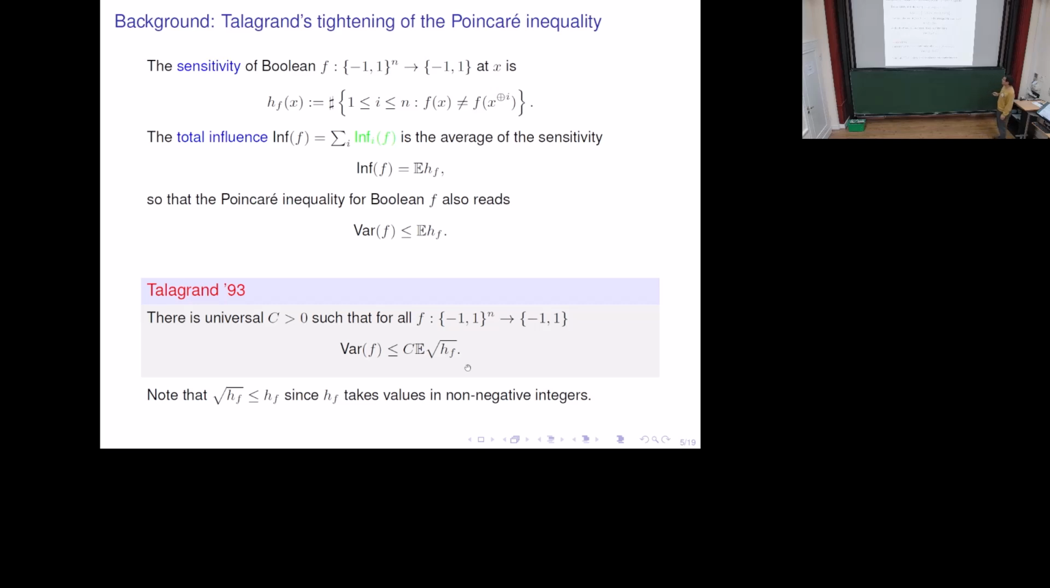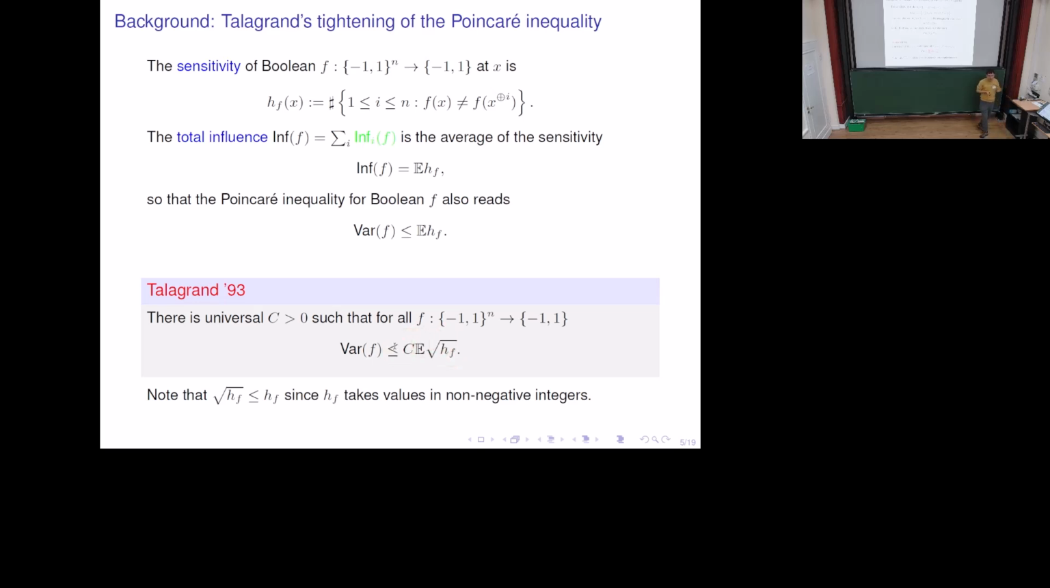A very natural tightening, given by Talagrand in 1993, is as follows. Recall that the sensitivity at each point is some non-negative integer. So obviously the square root of h of f is always bounded from above by h of f. Then this tightening by Talagrand says the following: you consider any Boolean function on an n-dimensional Boolean cube, then the variance is bounded from above. This time you do not consider the average of sensitivity, but the average of the square root of sensitivity. Then you have an additional constant that is dimension free.